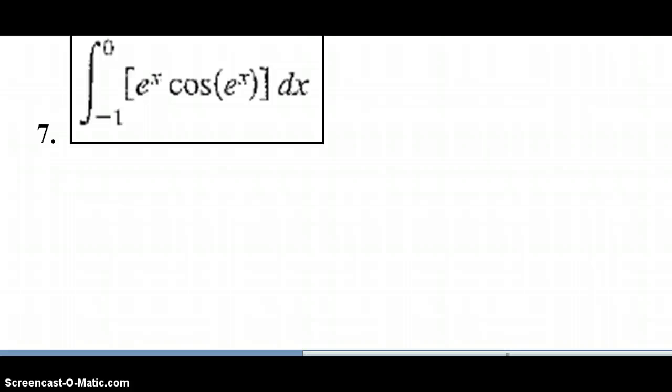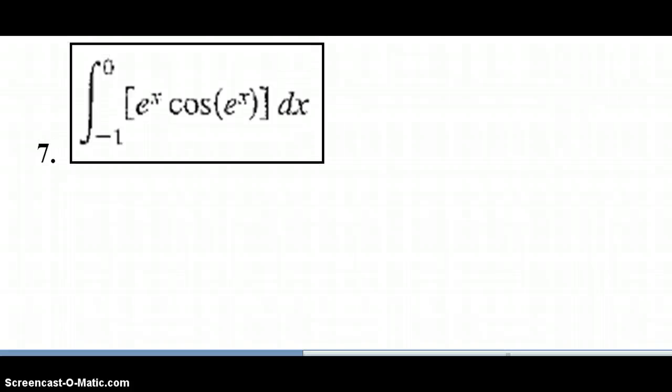Let's do one more. Number 7. Integral from -1 to 0 of the function e to the x times the cosine of e to the x dx. So we've got a product, we've got an exponential function, we've got a trig function, there's a lot going on here. Clearly we need a u sub, and sometimes it's as easy as e to the x power, which is exactly what we're going to do here.